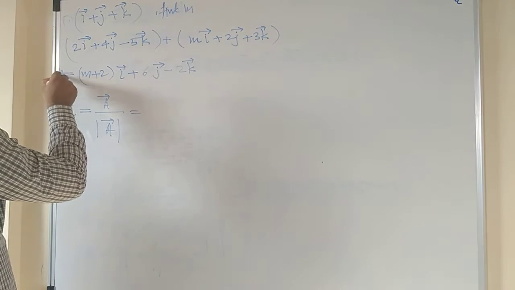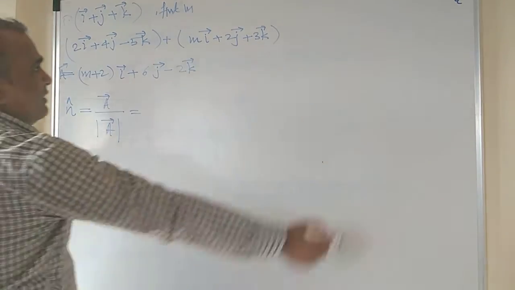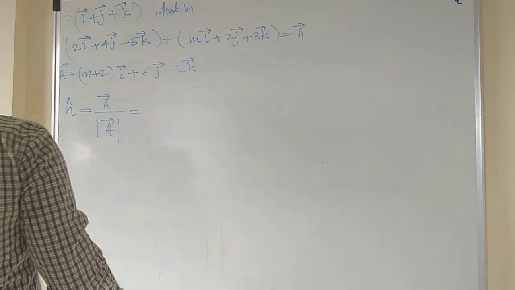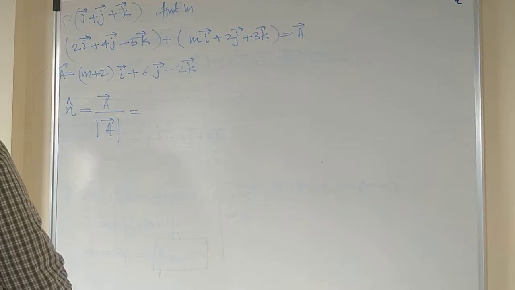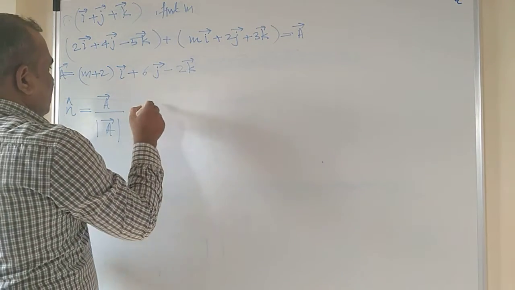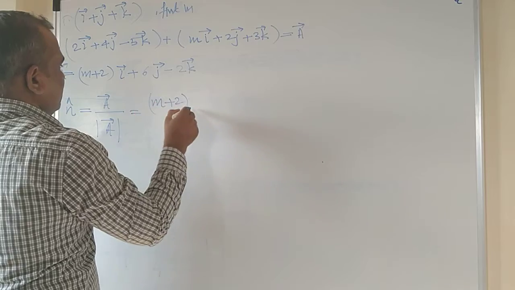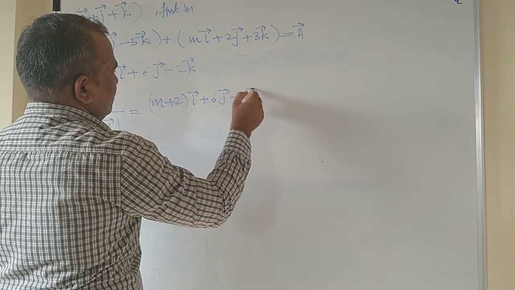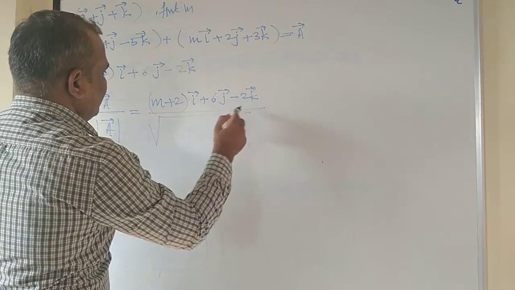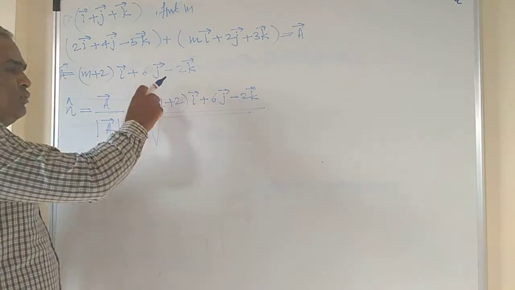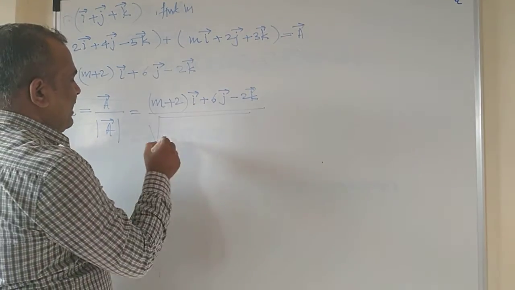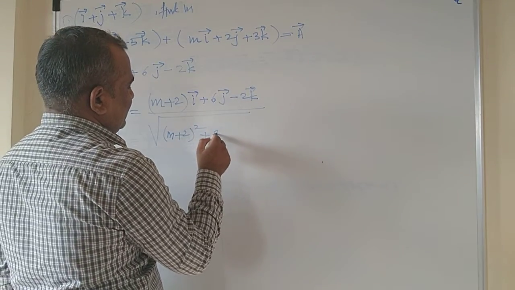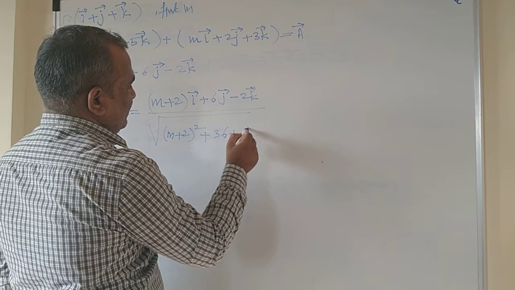So let us say this is a vector A bar. Addition of both vectors will give you one more vector. Let us say this is A bar, and its unit vector is n cap. So this will give you m plus 2 i bar plus 6 j bar minus 2 k bar divided by its magnitude. Magnitude will be the square root of the sum of squares of the components of i, j, k. So m plus 2 square plus 6 square is 36, plus 2 square is 4.